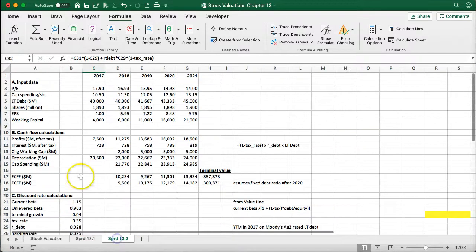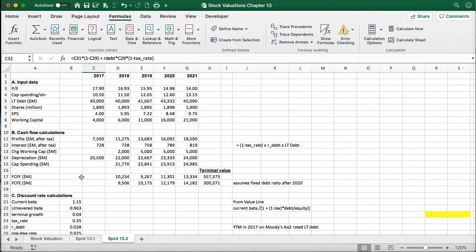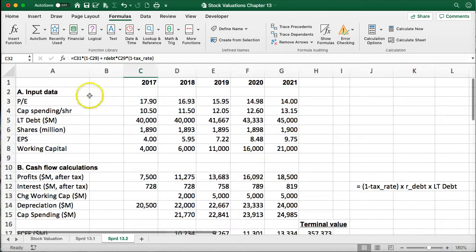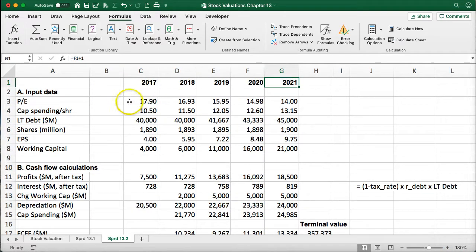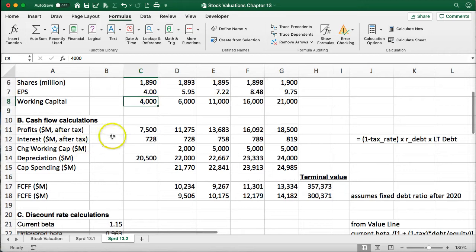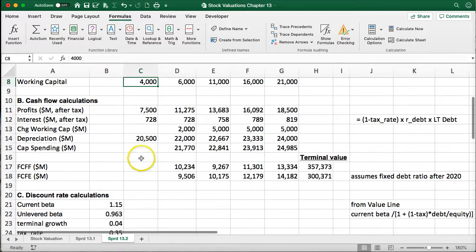Okay, so let's go to spreadsheet 13.2. So in 13.2, let's just review this. We have our inputs. So here are from 2017 to 2021. We have our PE, capital spending, long-term debt, number of outstanding shares, earnings per share, working capital. And then for our cash flow calculations, we have our profits, interest, change in working capital, depreciation, and capital spending.